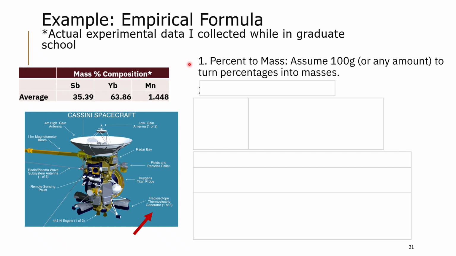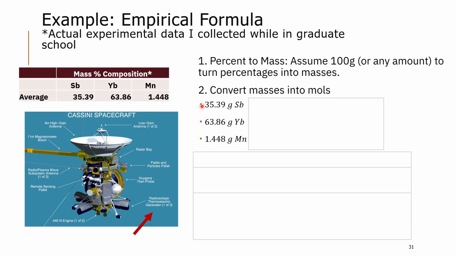Our first step is to convert percentages into masses. We will do this by assuming we have 100 grams of the compound. This allows us to remove the percent symbol and replace it with grams. This compound contains 35.39 grams of antimony, 63.86 grams of ytterbium, 1.448 grams of manganese.